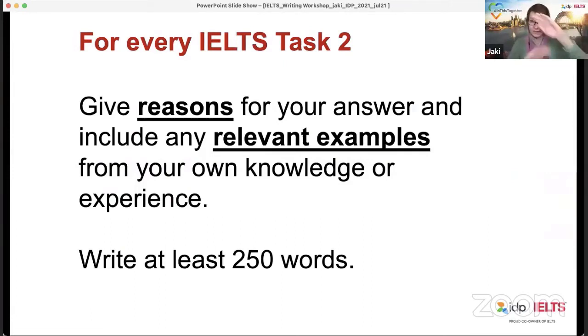Very important. Now, every essay has this bit. Give reasons and include relevant examples from your knowledge or experience. This is what you have to do every single essay. Give reasons and examples. Reasons and examples. So we're always thinking about this, no matter what your topic is. And of course, you have to hit your 250 words.